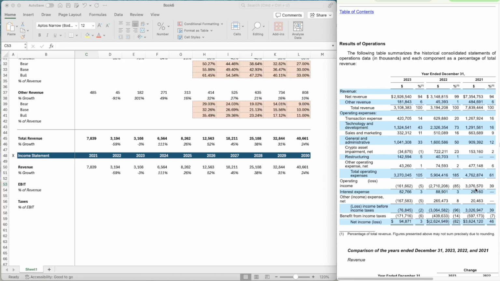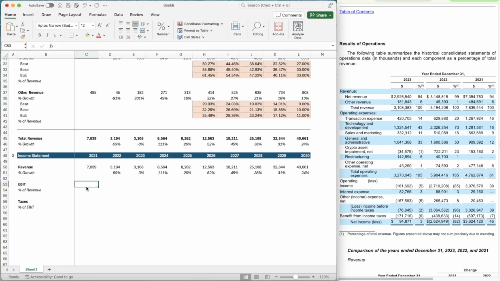Okay, so 2021, good operating income, and then it was negative in subsequent years. But it is positive now, and Coinbase is profitable. So let's start by copying the formatting now. EBIT. So your EBIT is your operating income, really. Here we go.